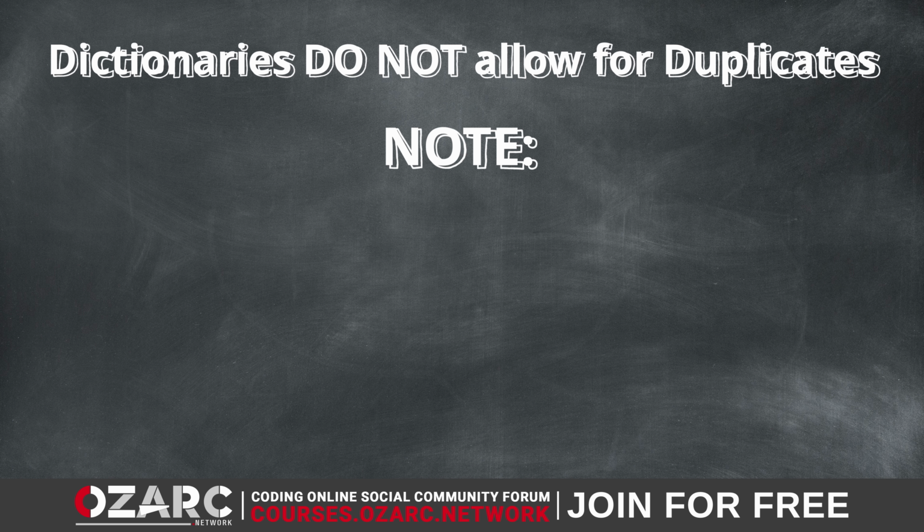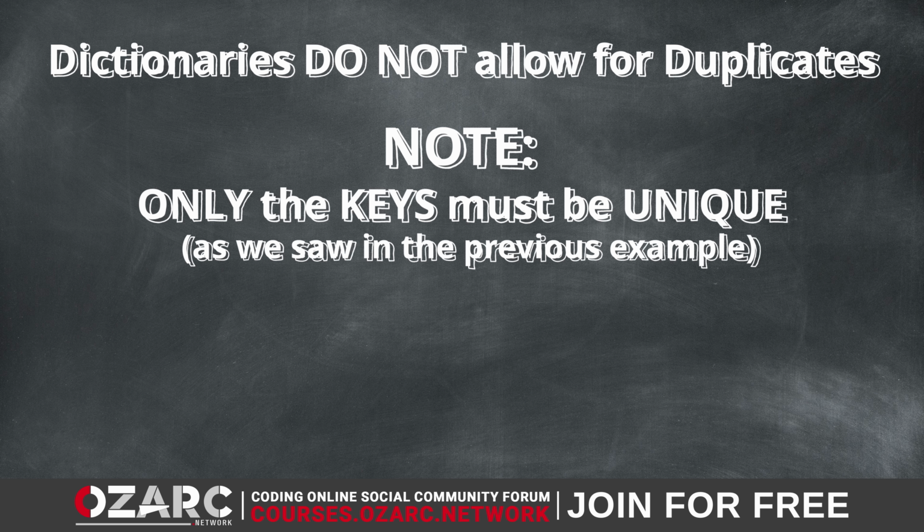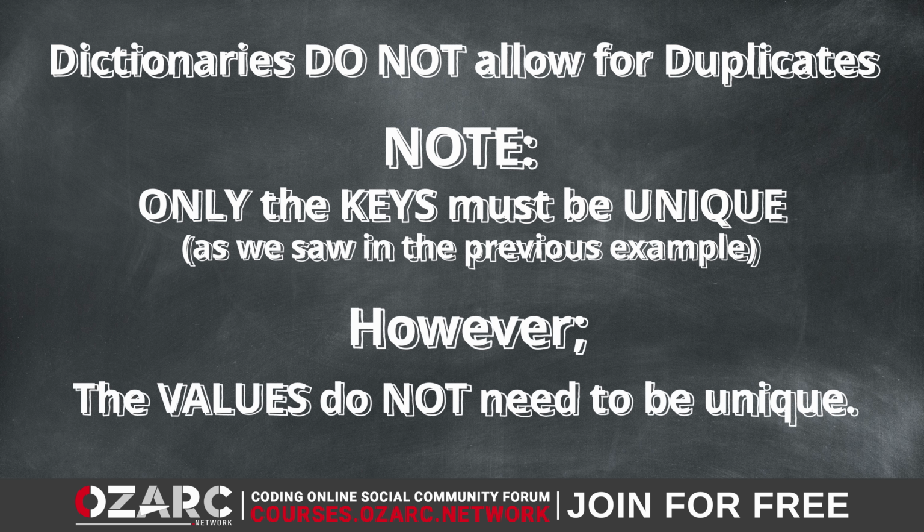Take note that in a Python dictionary, only the keys must be unique. If you try to add an item with a key that is already in the dictionary, the old value will be replaced with the new one. That's why keys are often called identifiers. They must uniquely identify an item in the dictionary. The values in a dictionary, on the other hand, do not need to be unique. Therefore, multiple keys can have the same value.